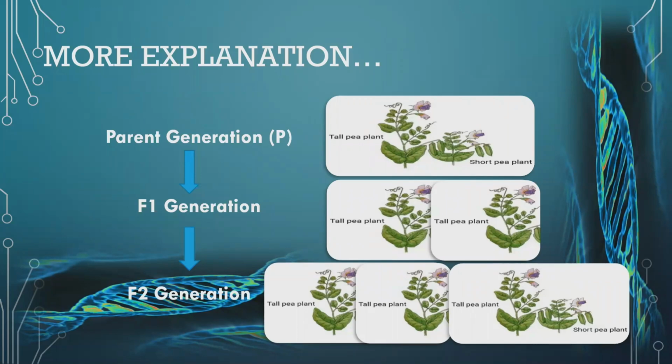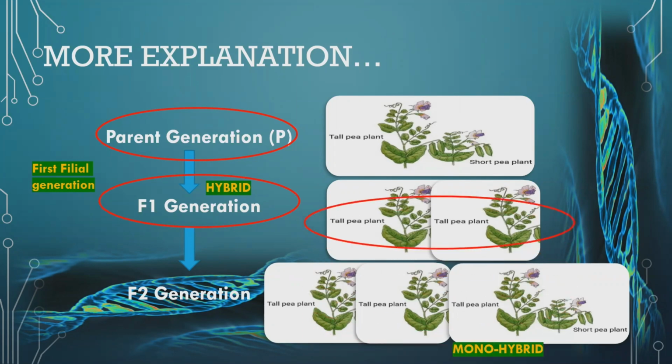Once Mendel had his purebred plants, pure tall and pure short pea plants, he designated them the parent generation. Then he crossed a true-breeding tall pea plant with a true-breeding short pea plant. The offspring from this cross were the first filial generation, or F1 generation. Mendel called the F1 generation hybrid plants to indicate they were the result of a cross between two different purebred plants. This is called a monohybrid cross because only one trait, plant height, was involved.